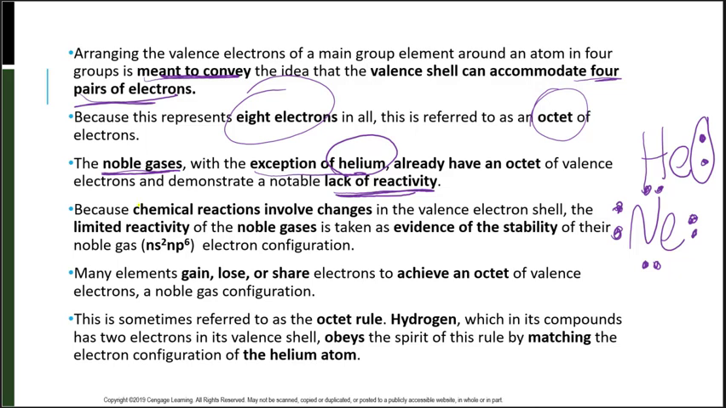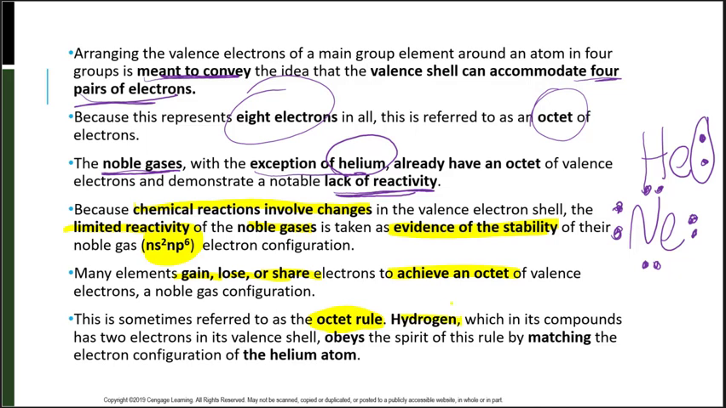Because chemical reactions involve changes in the valence electron shell, the limited reactivity of the noble gases is taken as evidence of the stability of their noble gas configuration. And the stability is showing us that they have a full S and a full P outermost electron configuration. Many elements gain, lose, or share electrons to achieve an octet of valence electrons, which again is that noble gas configuration. It's sometimes referred to as the octet rule.